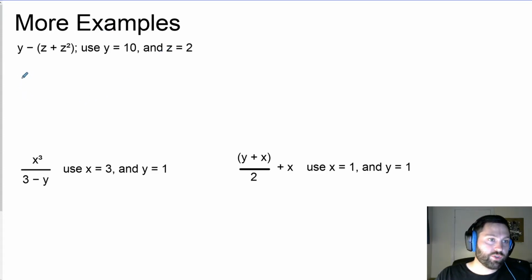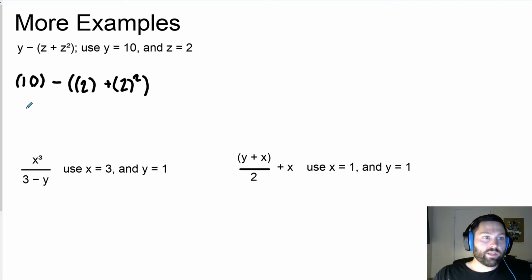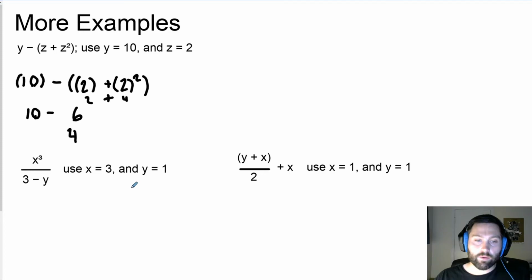So I will substitute 10 in here, minus, and then parentheses. I'm going to open up another parentheses, 2 plus 2 squared. And so I get 10 take away, and I'm going to simplify. So 2 squared comes first on the inside to make 4. 2 plus 4 is 6. So I have 10 minus 6, which gives me 4 as a final evaluated answer.